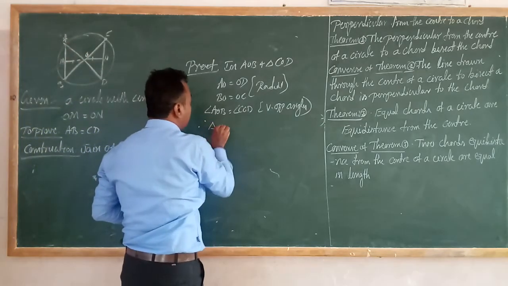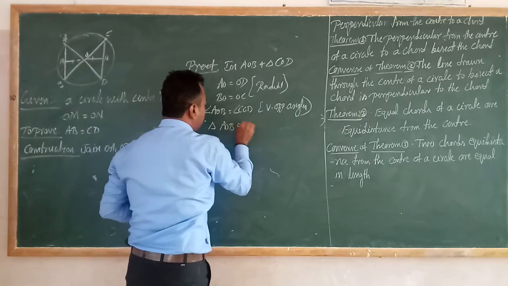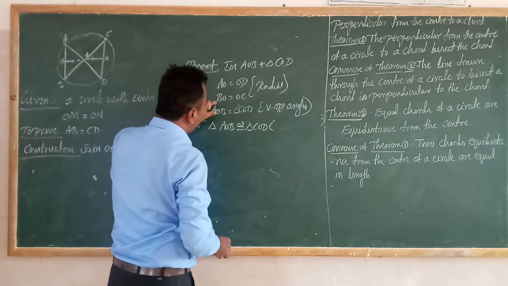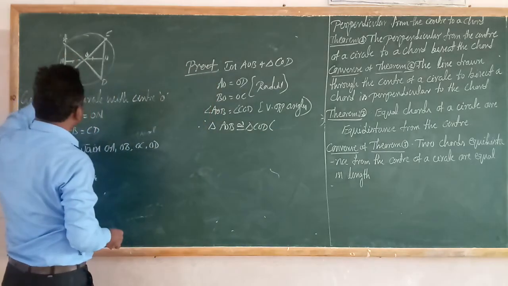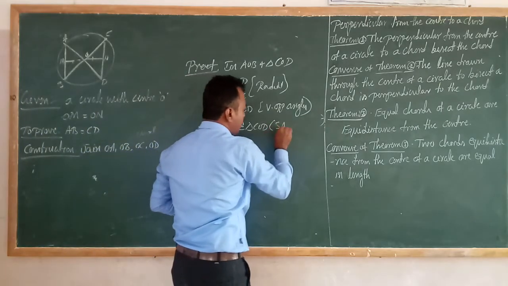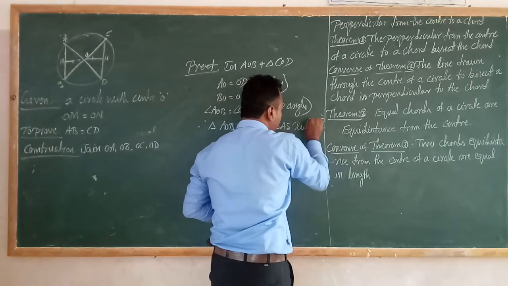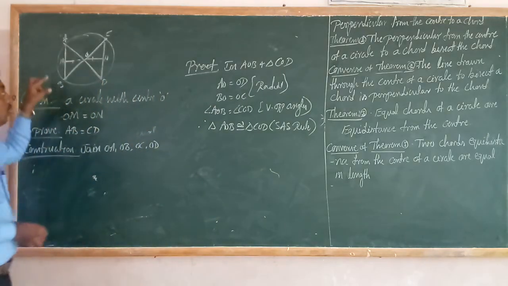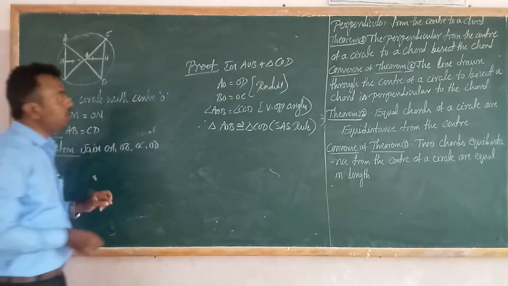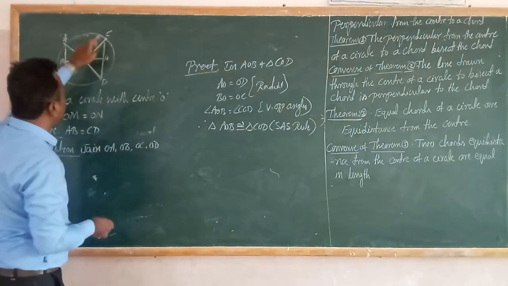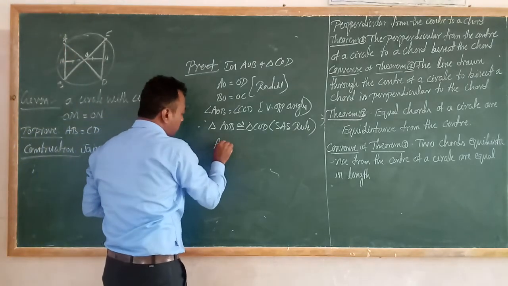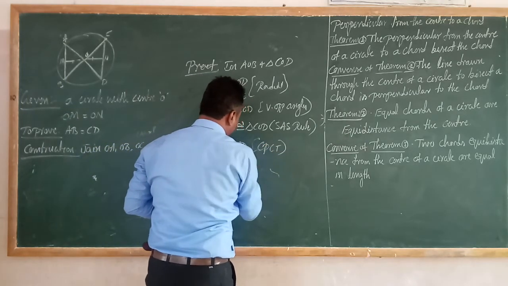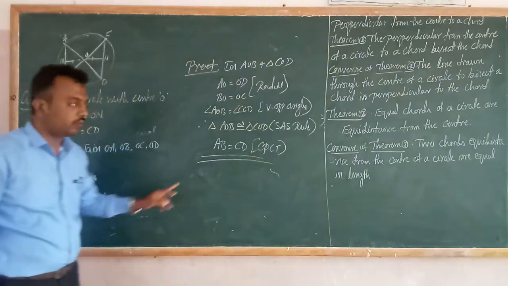Therefore, triangle AOB is congruent to triangle COD by the condition of these two sides and this angle, SAS. See, SAS congruence rule. So then the two triangles are congruent. After the congruence of these two triangles, the remaining corresponding parts must be equal. What is the corresponding remaining? AB and CD. Therefore, AB is equal to CD by the condition of CPCT. Okay, so this is the proof. Hence the proof. You understand, students?